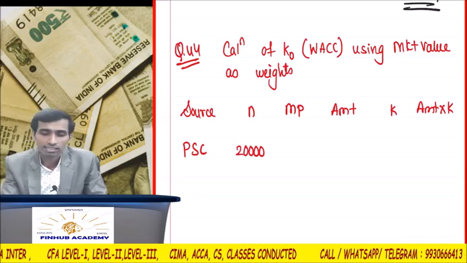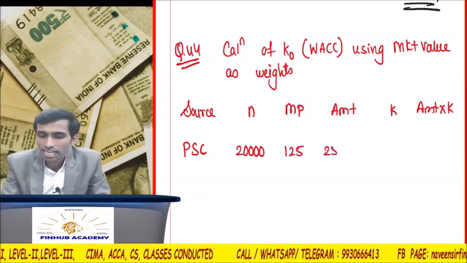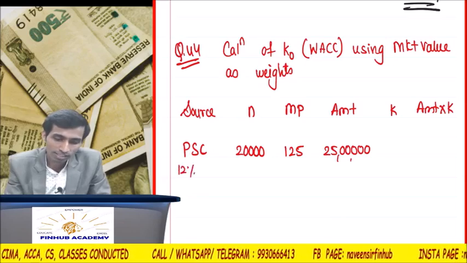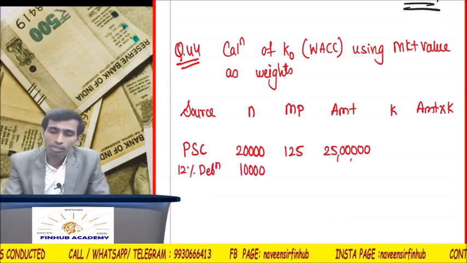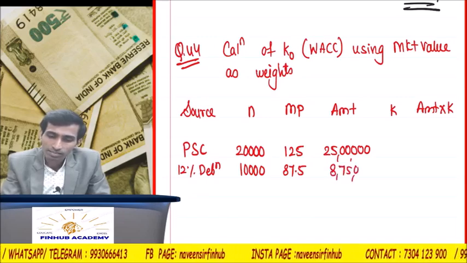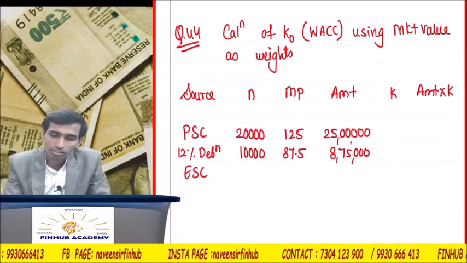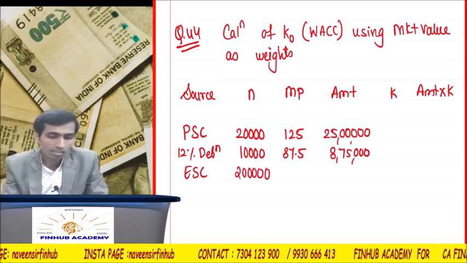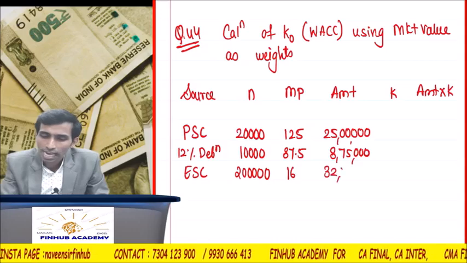What is the market price? 125. So answer is what? 25 lakhs. 12% debenture: 10,000. Price is what? 87.5. So when I multiply, what I will get? 8,75,000. Equity share capital. How much? 2 lakhs. What is the rate? 16. The answer would be 32 lakhs.